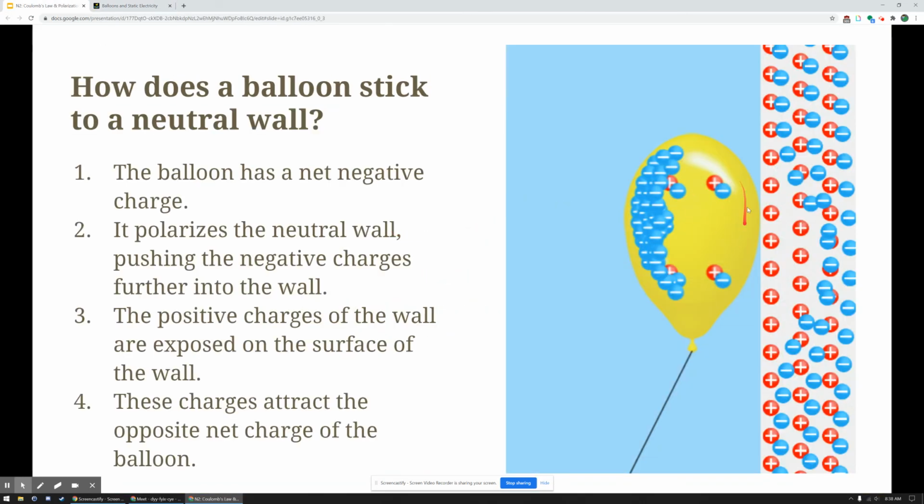So this process is just an overview of what I talked through in that simulation. The balloon is negatively charged. It pushes the negative charges away in the wall. That leaves positives on the surface, and then it would actually stick because I have a negative balloon that's being attracted to this positive wall here, or this part of the wall. And that's it for N2.